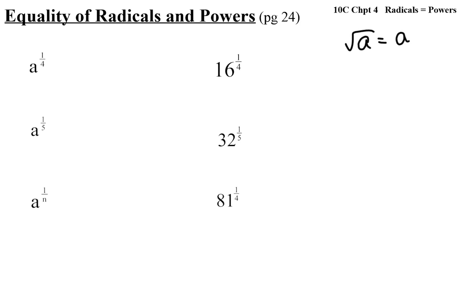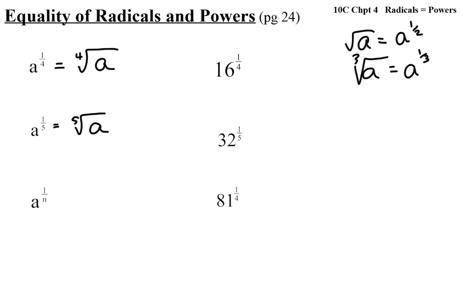Square root of a is a to the 1/2. Cube root of a is a to the 1/3. Well, it doesn't stop there. The pattern continues. If you have an exponent of 1/4, that's the same as the 4th root of a. 1/5 would be the 5th root of a. It's not a big stretch. 1 over n, we're not sure what it is, so we could say the nth root of a.